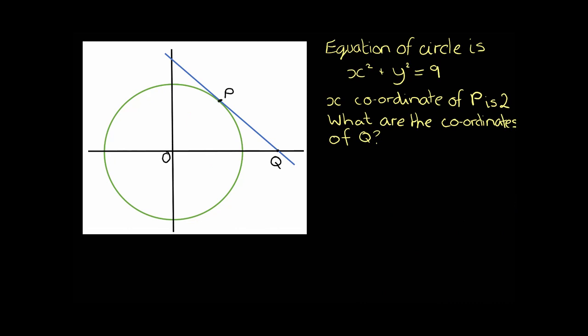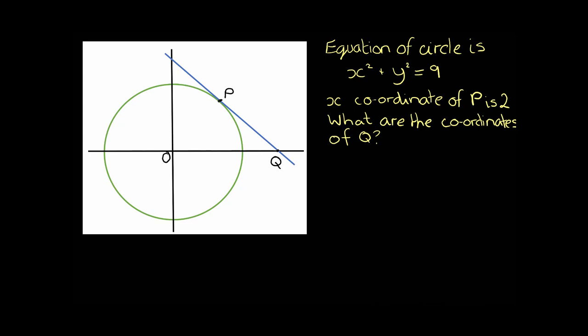Here's another classic style of question. They've given us the equation of the circle. They've told us the x coordinate of P. And we've got to find out what Q is. Q and P are both on this tangent again. Just like in the previous example, we're actually going to need to find the equation of the tangent first, then we can find out the coordinates of Q.